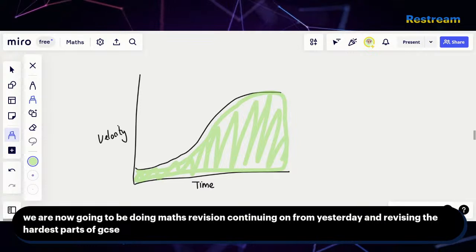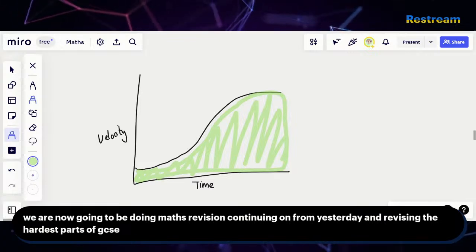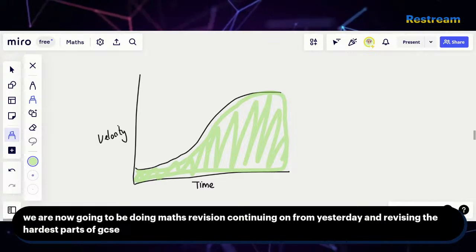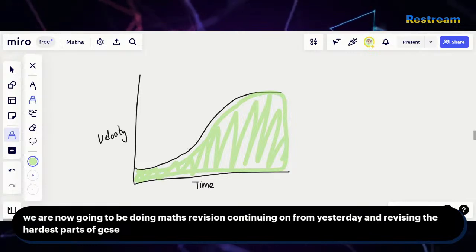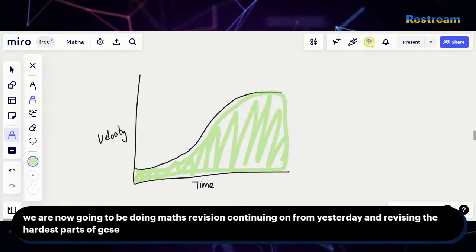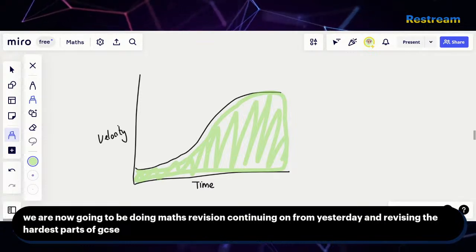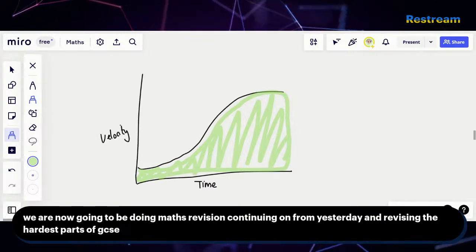Oh, is my sound cutting? I believe it's cutting a little bit. Do tell me. Okay. I'm going to try and carry on anyway, because I think you'll still be able to see on the whiteboard anyway.